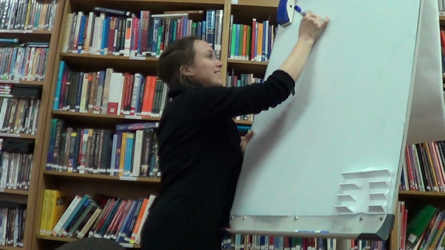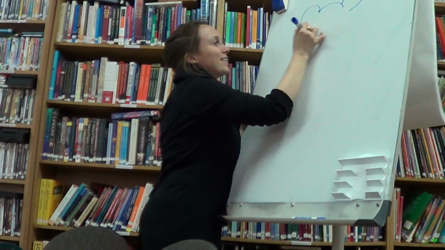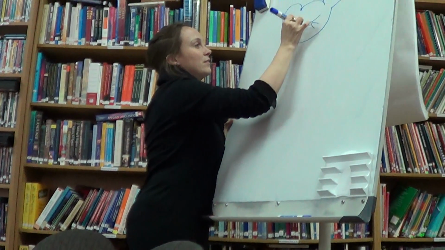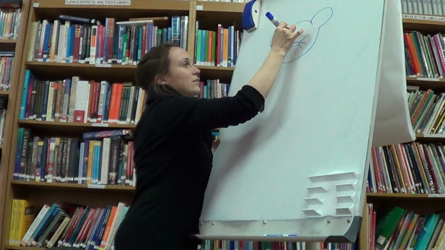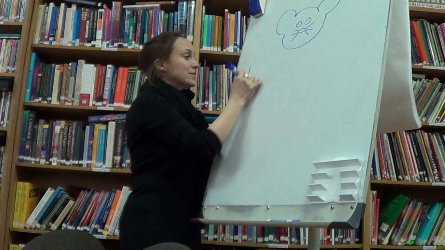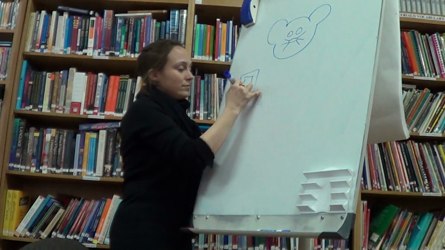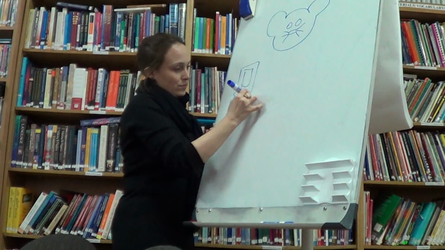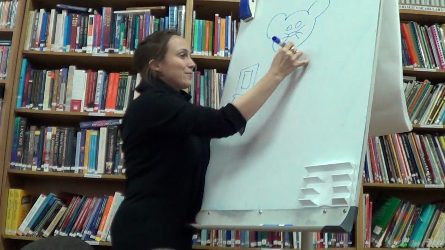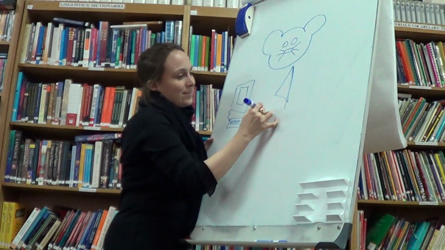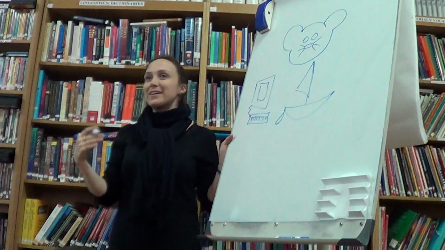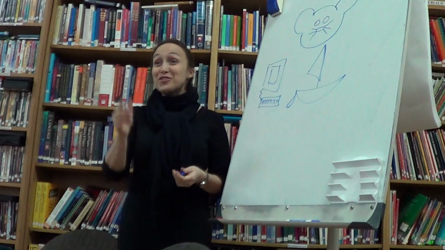What is this? Mouse. Louder. Yeah, it's a mouse. Okay, very good. What is this? Yeah, very good. Okay, what is this? Boat. Okay, and you keep going. What? You couldn't guess?